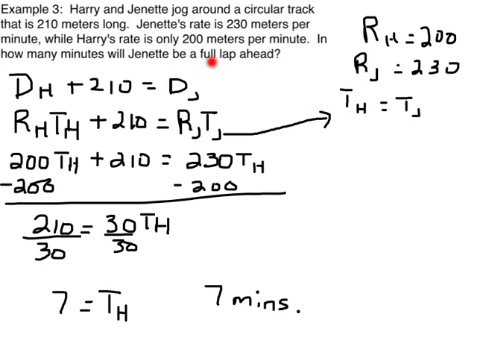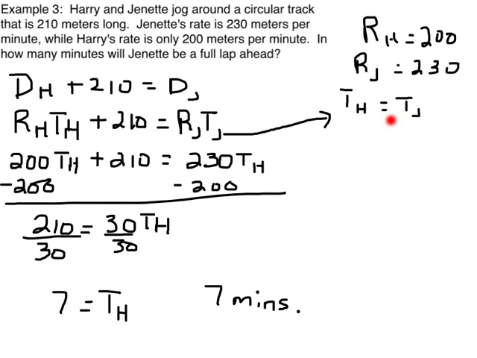All right, if she's a full lap ahead, they're not going to have an equal distance. To Harry's, we're going to have to add 210 because the track is 210 meters long, and to get one lap, she'd have to go all the way around. So Harry's distance plus another 210 is going to be equal to Jeanette's distance. So we do our rate times time formula or equation.